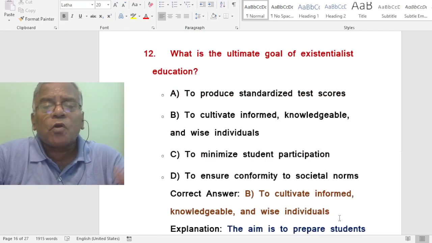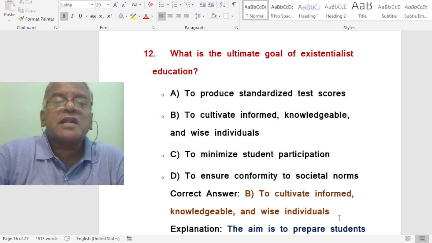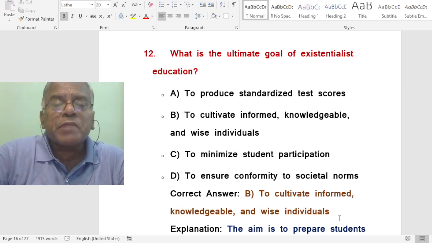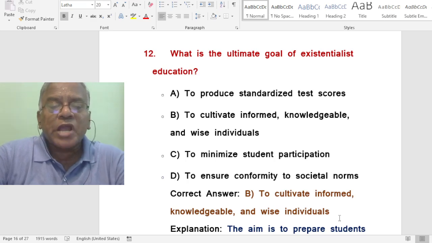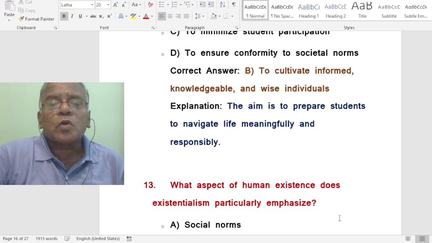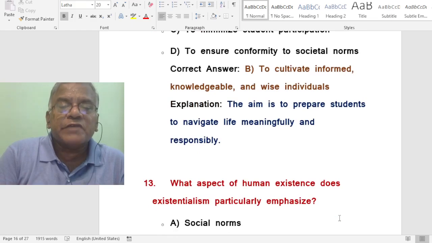What is the ultimate goal of existentialist education? To produce standardized test scores, to cultivate informed, knowledgeable and wise individuals, to minimize student participation, to ensure conformity to societal norms. What is the ultimate goal of existentialist education? That is to cultivate informed, knowledgeable and wise individuals.